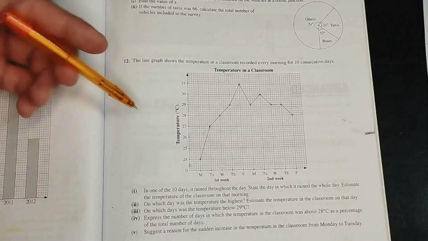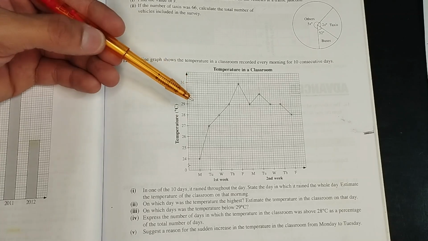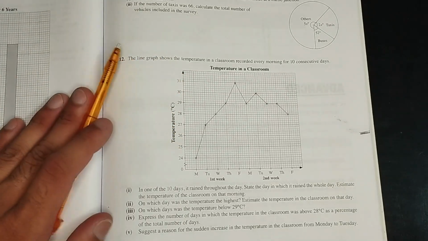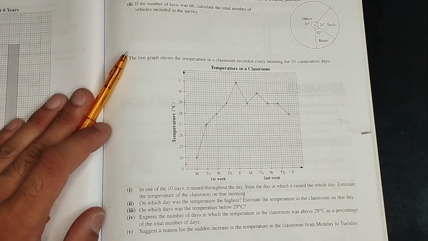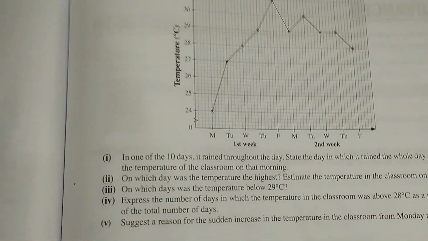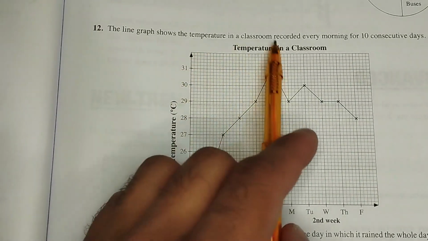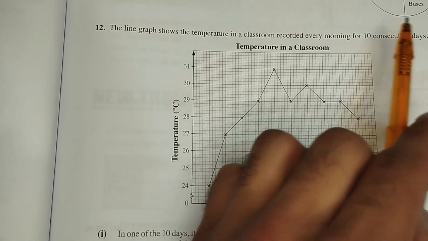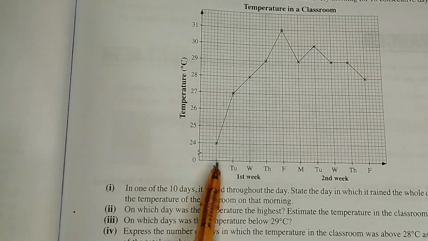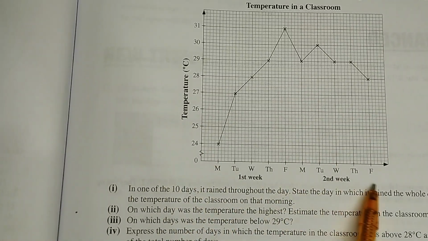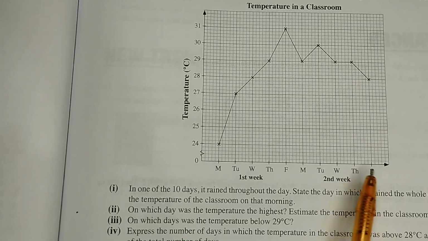Question number 12, again we have a line graph, so let's start by understanding what the line graph says. We're going to zoom in here on the graph. First of all, the line graph shows the temperature in a classroom recorded every morning for 10 consecutive days, starting from Monday all the way up to the next week's Friday.